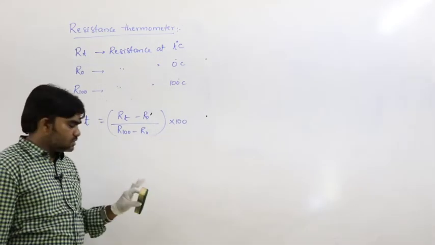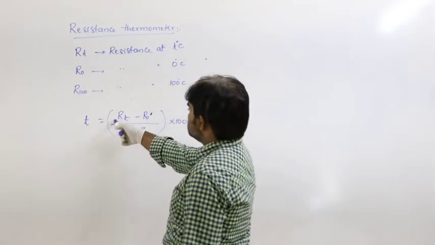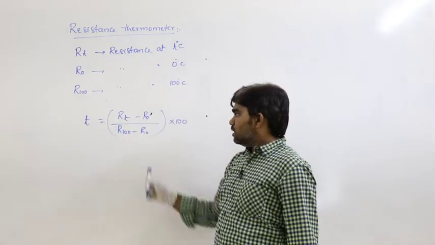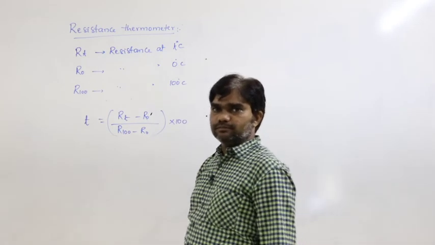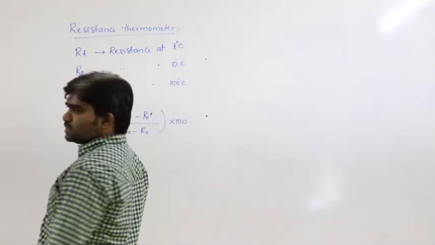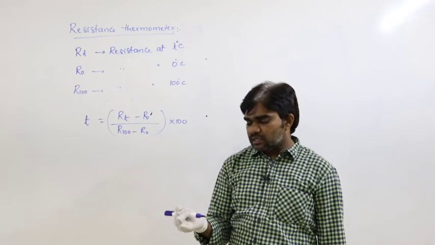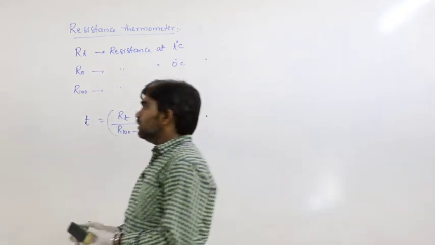By using a resistance thermometer, how can you calculate the temperature? This is the way. T is equal to (RT minus R naught) by (R100 minus R naught) into 100. This is the situation. So these are the different thermometers: liquid thermometers, gas thermometers, resistance thermometers, like that. Next.